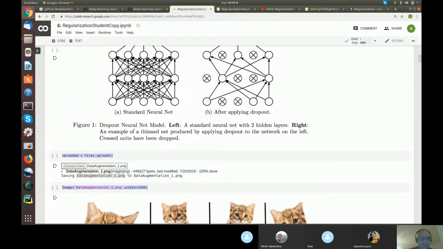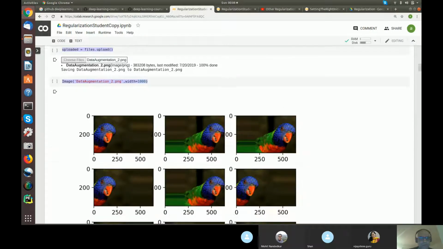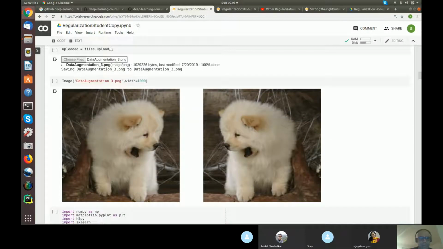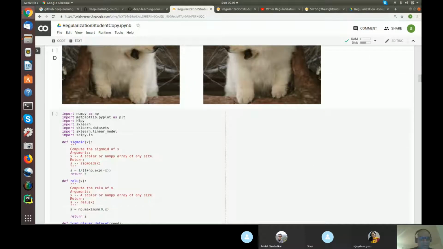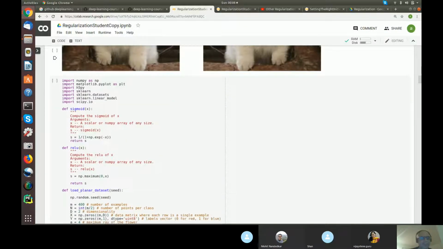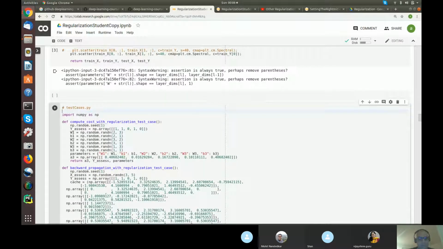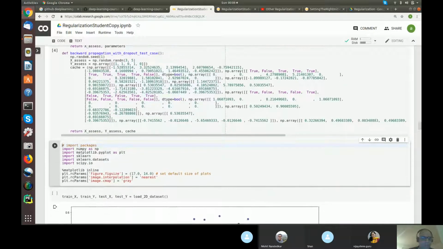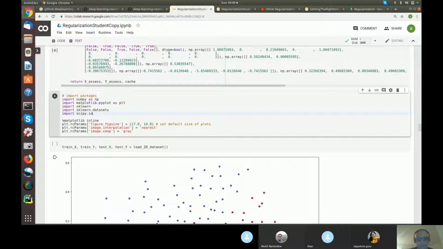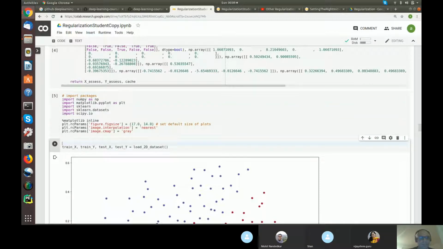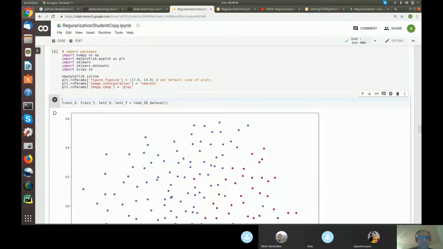So once you have that, then let's go beyond all the fun pictures. These are the basic functions that we're using. We'll just run them. This is some test cases. And these are some settings and libraries.